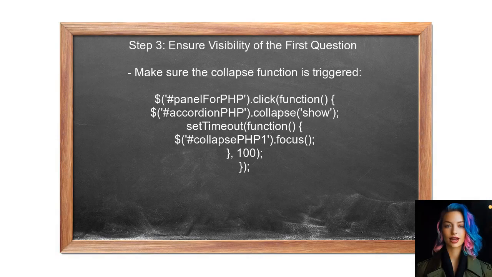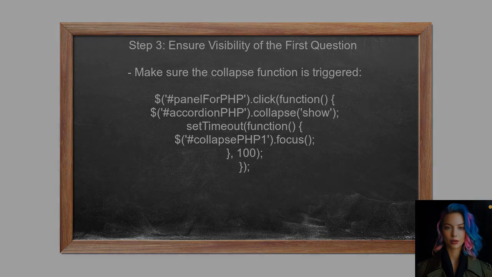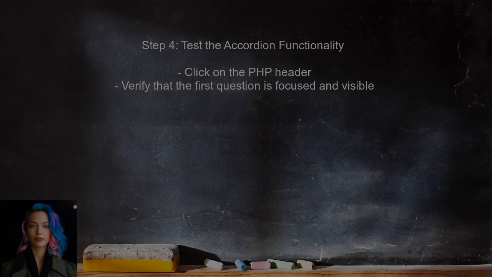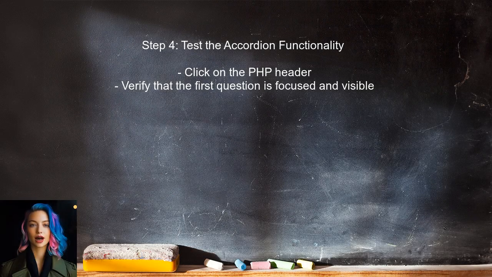Now, let's ensure that the first question is actually visible when the PHP section is opened. We can do this by ensuring the collapse function is triggered correctly. Finally, the user should test the accordion functionality to confirm that clicking on the PHP header now correctly focuses on the first question.